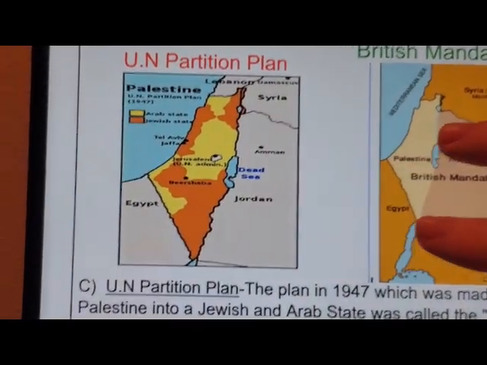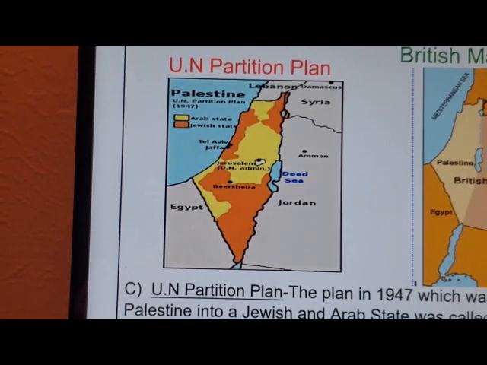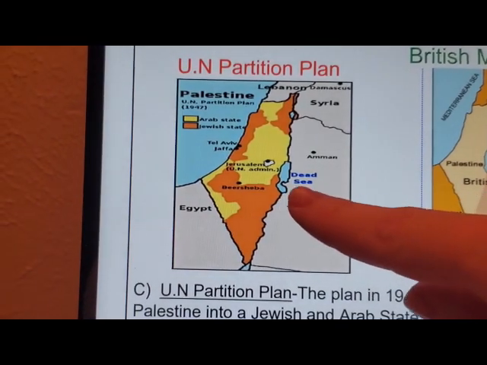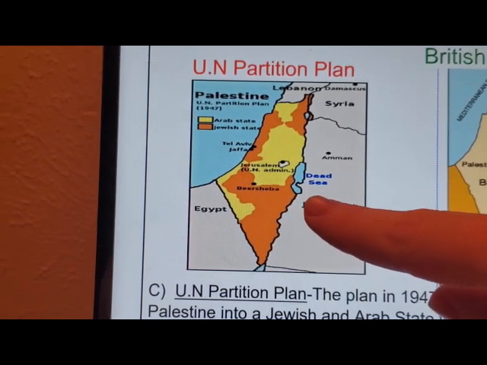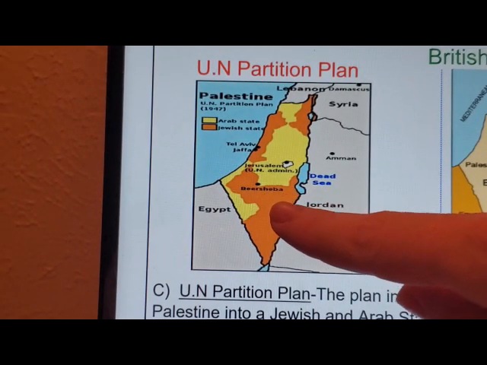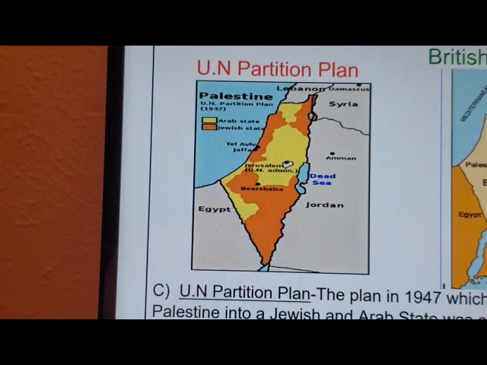Now, according to the UN Partition Plan, half of it was supposed to be Jewish and half of it would become an Arab state. So the area in orange would become Israel, and the part in yellow would become an Arab state called Palestine.